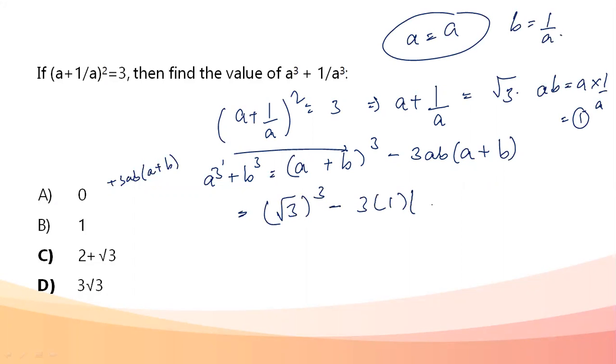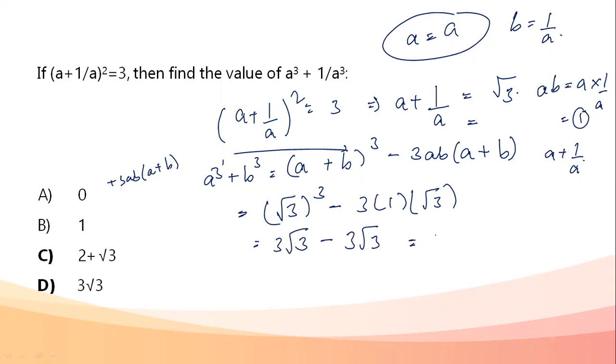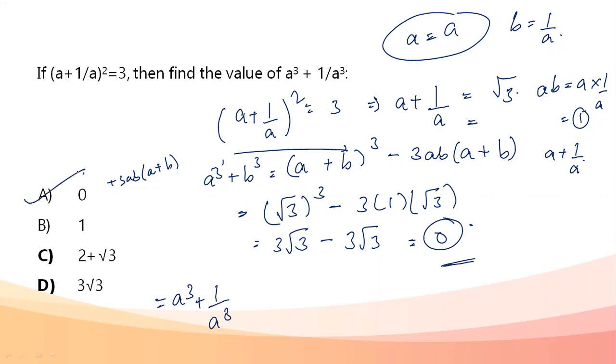Minus 3 into 1 into (a + b). I have found out a + b is a + 1/a. It's root 3. Okay, root 3 the whole cube is 3 root 3. 3 root 3 minus 3 root 3, if you do it, comes out to be 0. So the overall value of a³ + 1/a³ comes out to be 0. My answer is option A.